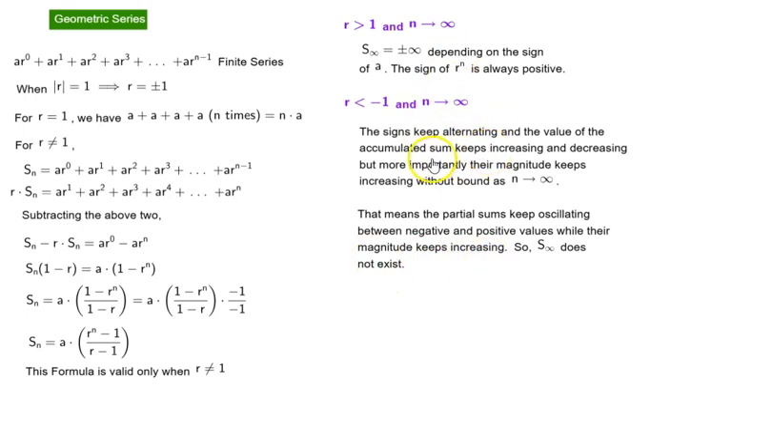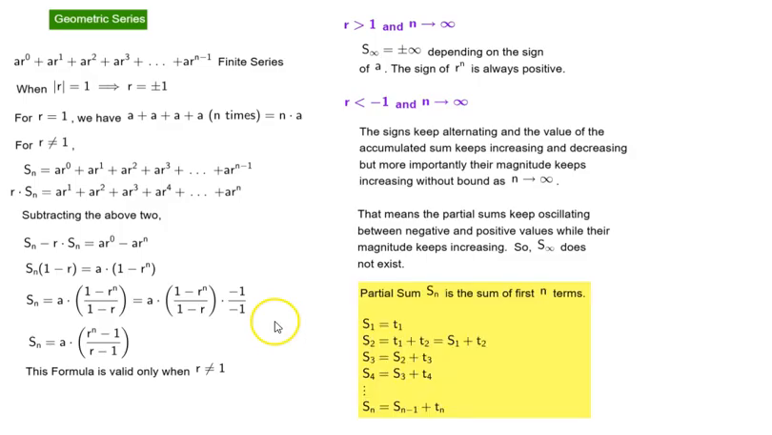Now here I have used the term partial sum. What does that mean? So partial sum S sub n is the sum of first n terms. So S sub 1 is equal to T1, S sub 2 is equal to T1 plus T2, or we can say S1 plus T2. S sub 3 is equal to S sub 2 plus T3. S sub 4 is equal to S sub 3 plus T4.